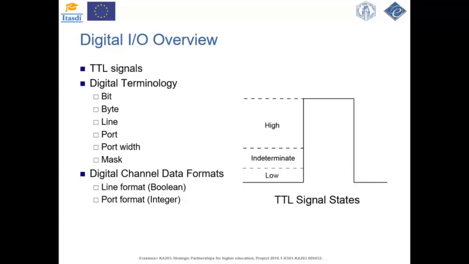And the mask determines if a digital line is ignored. For example, if you write to a port, but you do not want to write to all the lines, you can set a mask to ignore the lines you do not want to write to.